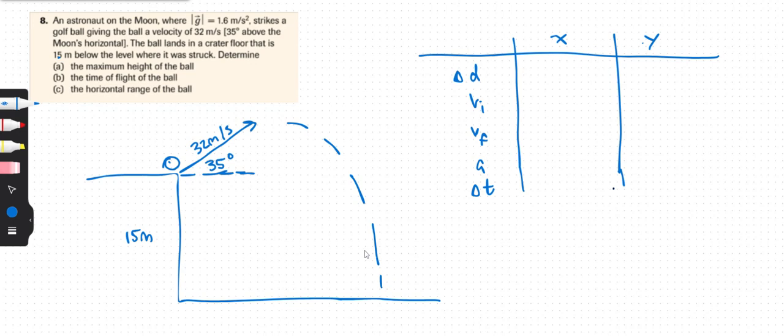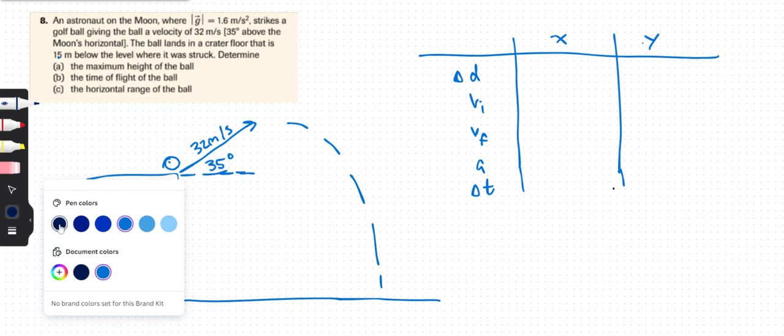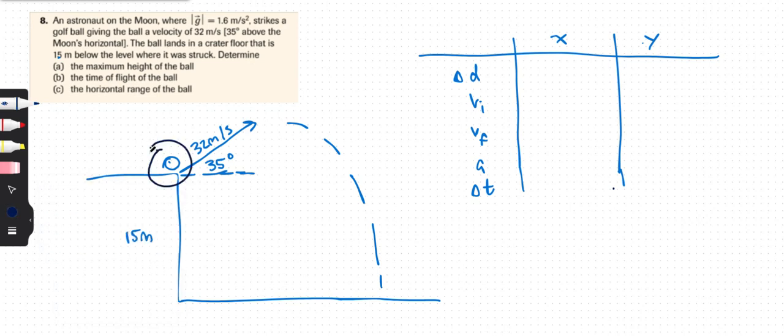So you might think, oh, isn't the displacement like 15 plus this amount? Well, it isn't, because this is the initial position of the ball, and this is the final position of the ball. And as you can see, the difference between the final and initial position, which is this, is 15 meters.